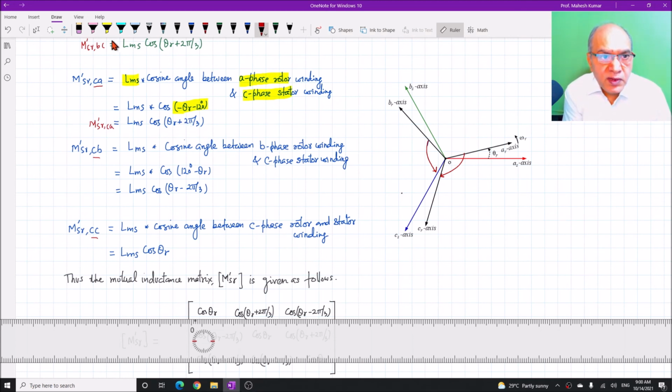In the similar way, we can express the MSR dash CB term, that is LMS, and into the cosine angle between B phase rotor to C phase stator, that is 120 minus theta r as shown here. This is 120, from this to this, that's minus theta r, which becomes LMS into cosine theta r minus 2 pi by 3. And MSR CC is nothing but LMS cos theta r, because we are looking at the projection of C phase rotor to C phase stator.